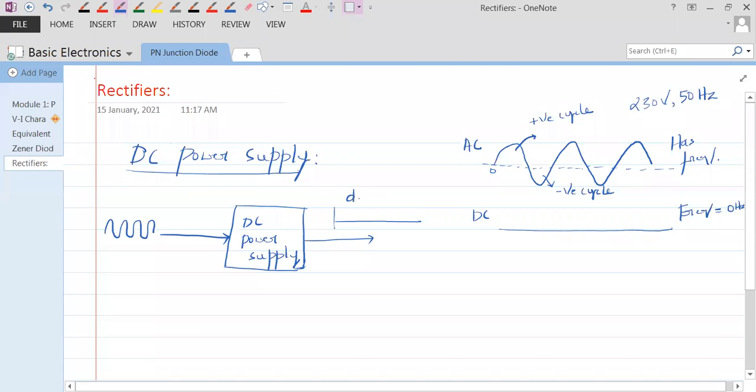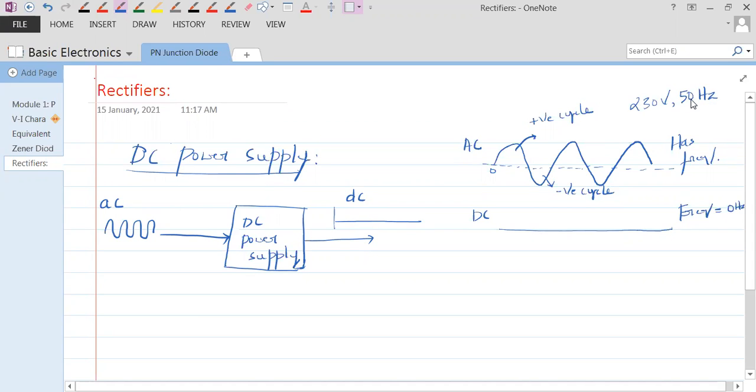Okay, so this is DC and this is AC. Within this DC power supply, you will find these rectifiers. Understand that? So what is the idea of using a DC power supply? DC power supplies are used to convert the AC signal into DC signals.